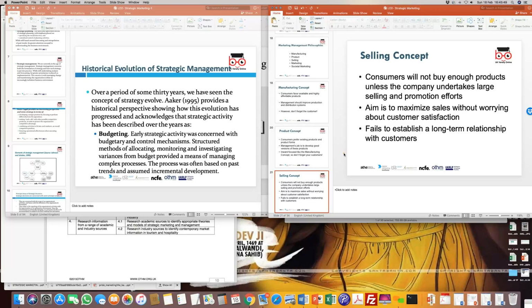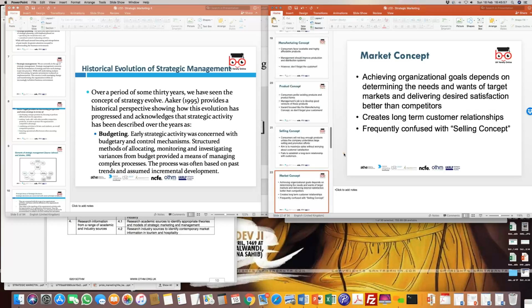So here the companies have to do promotions or offer discounts to be able to get customers in to avail those, say, for example, packages or holidays. The market concept looks at organizational goals. This concept is slightly different because it looks at understanding the market, and then when you understand the market, you go and understand the needs, wants, and demand concept.